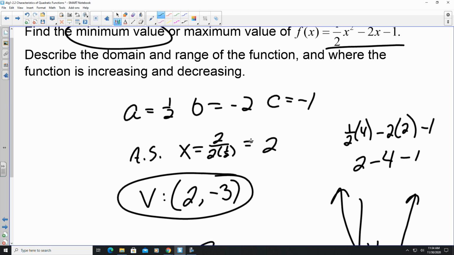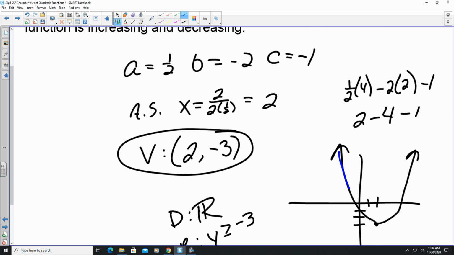They talk about decreasing and increasing. So basically what they're saying is it is decreasing going this way until it hits x equals 2, and then it increases after that. All right, that's what that means.